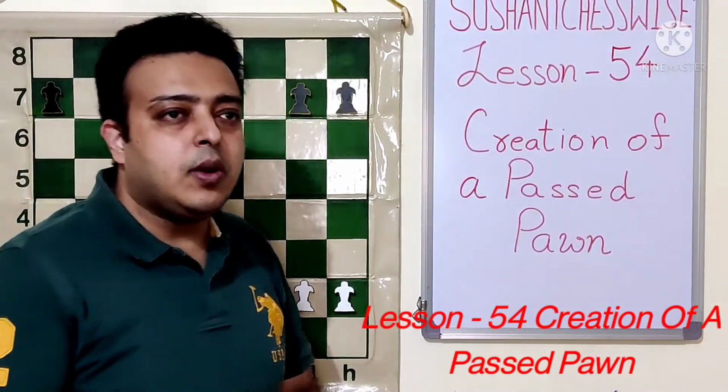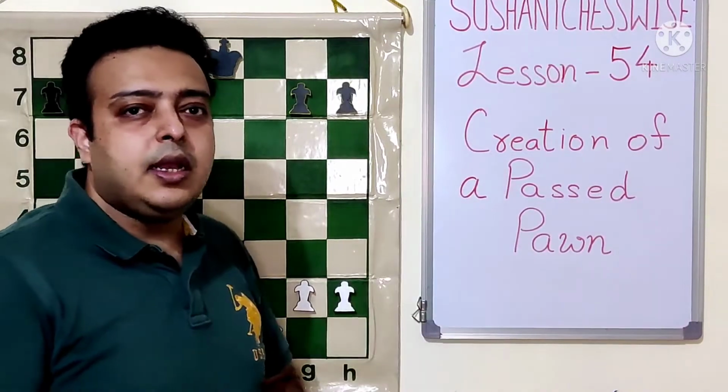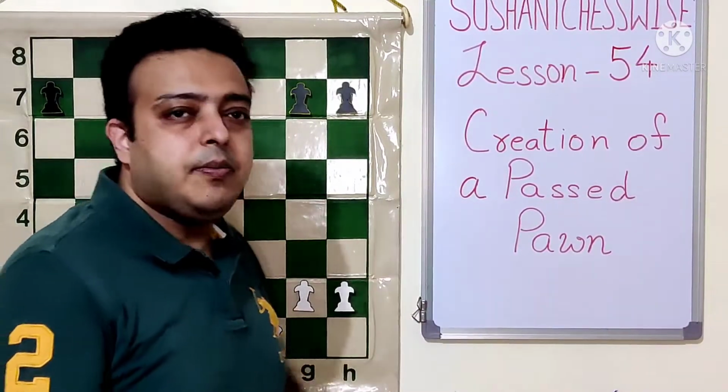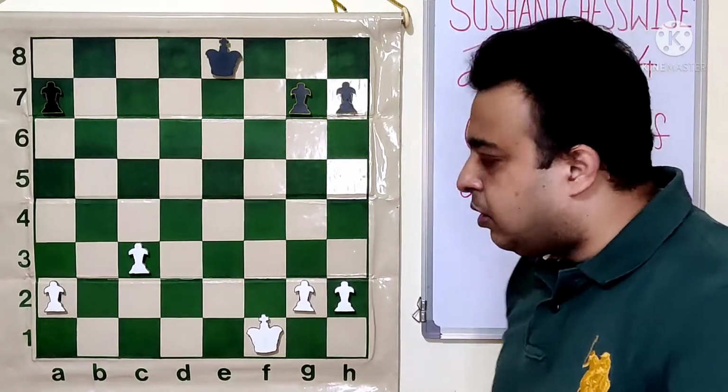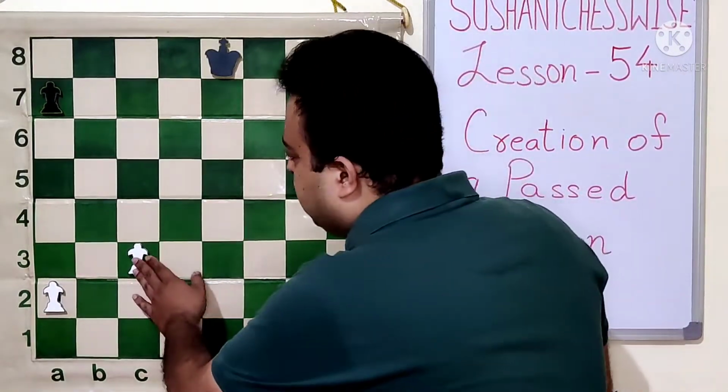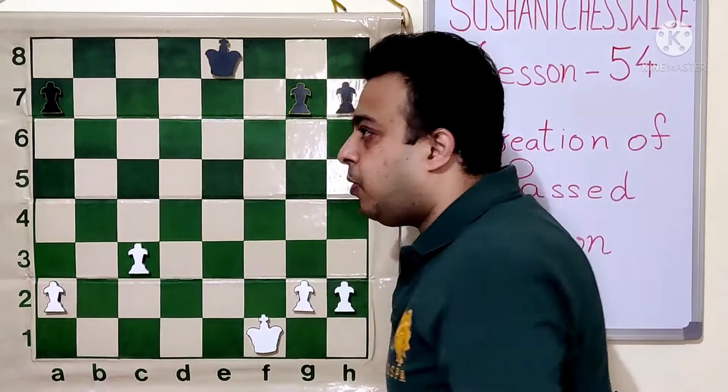Today we are going to look at a topic based on king and pawn endgame: how to create a passed pawn. So we will first have to know what a passed pawn is. A passed pawn is a pawn which cannot be stopped by the opponent's pawns.